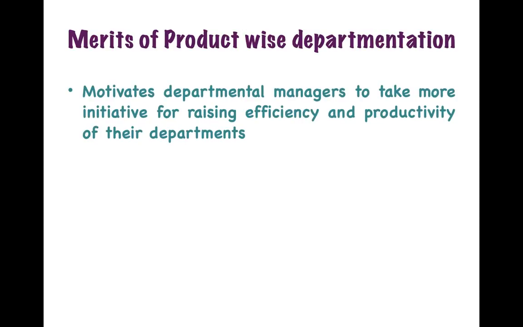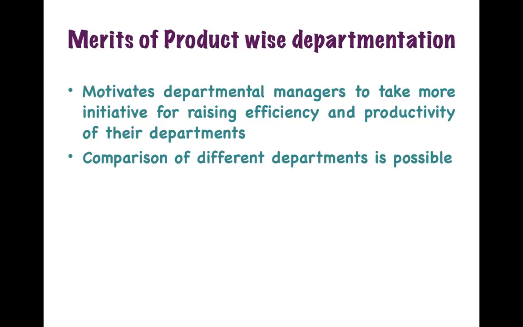It will motivate the departmental manager to take more initiative for raising efficiency and productivity of their particular department. So, the manager of the Jeep department will try to be more productive and more efficient towards his department. And also, we can compare different departments. In case of functional departmentation, we cannot compare a finance department with a marketing department. The comparison is not possible. But here in product-wise departmentation, we can definitely compare, let's say, how the Jeep department is performing in comparison to the buses department.